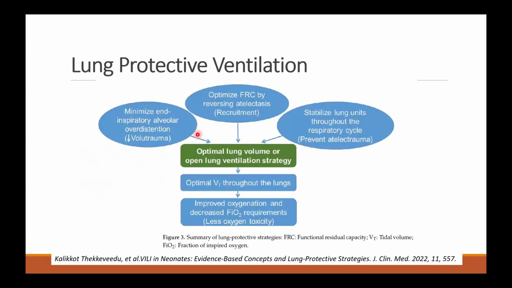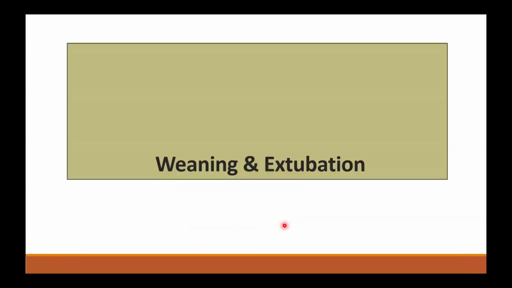It has been already discussed in detail, but the main point that we need to remember is we have to minimize volume trauma, we have to prevent atelectative trauma, and we have to optimize FRC by reversing atelectasis. All these three would aim at an open lung ventilation strategy, and in this way, the optimal tidal volume throughout the lung will help in improving oxygenation and decreasing FiO2 requirement, thereby ultimately decreasing oxygen toxicity.